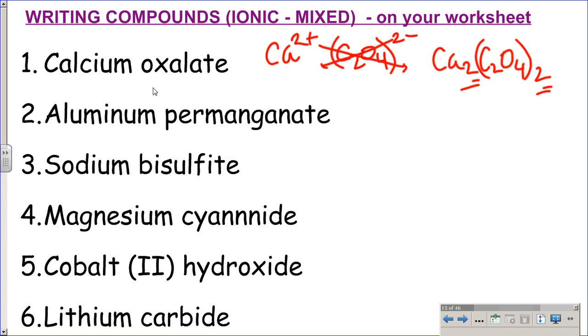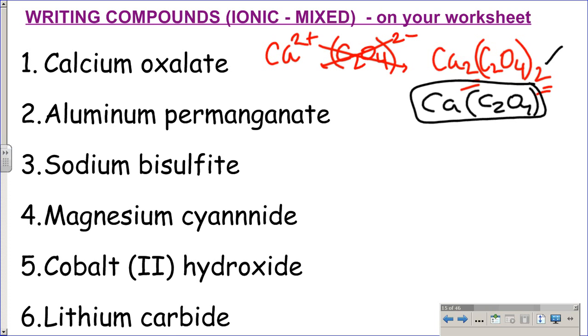So anytime you have an ionic compound and you can reduce these subscripts, you have to. It's called the empirical formula. It's the simplest ratio in which they can exist. So we have to reduce this to Ca1, parentheses, C2O4, 1. But this is the more appropriate formula. That would be considered somewhat wrong. It's just a kind of simplicity part of it.